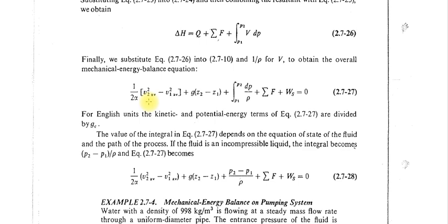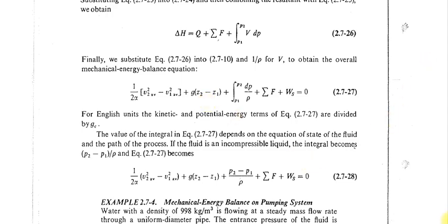So this is equation 2.727. In this equation, 1/2 alpha (V2 average squared minus V1 average squared) plus g (Z2 minus Z1) plus the integral from P1 to P2 of dP/rho plus sigma F plus Ws equals 0. This is the equation used to do the mechanical energy balance on a given hydraulic system, and it is used to calculate the power requirement or energy requirement of a given hydraulic system.